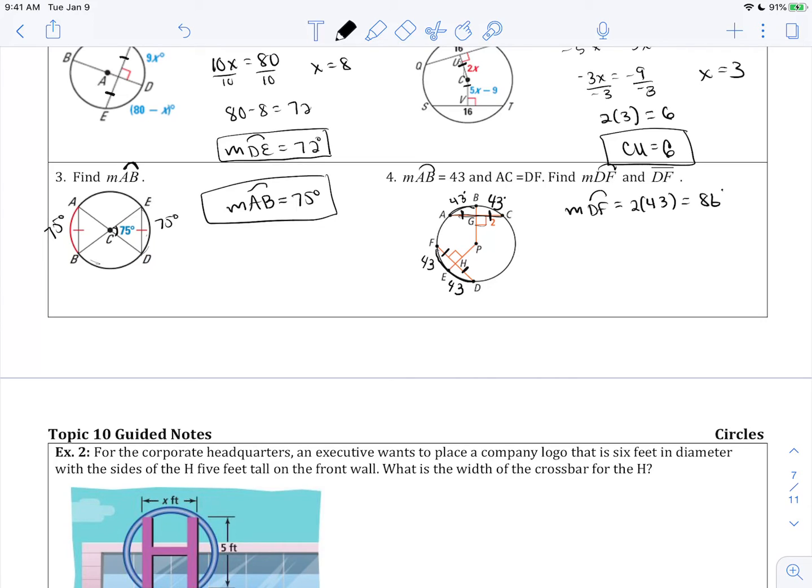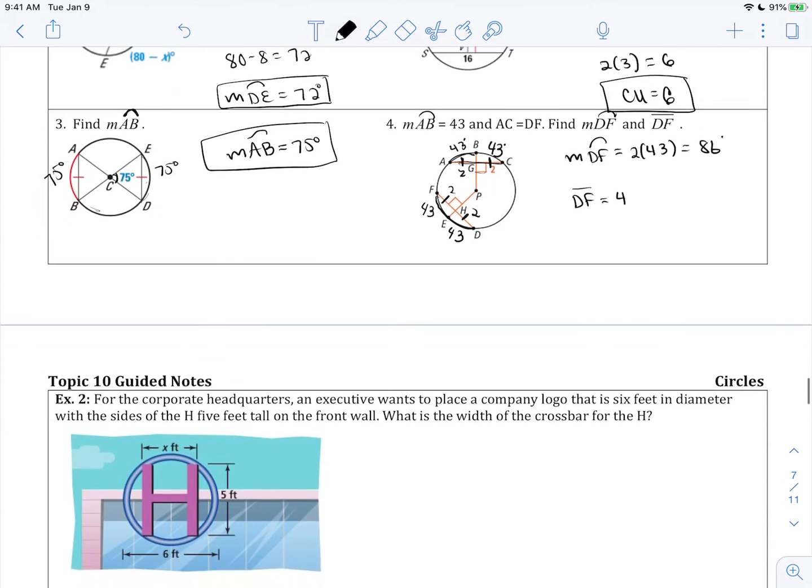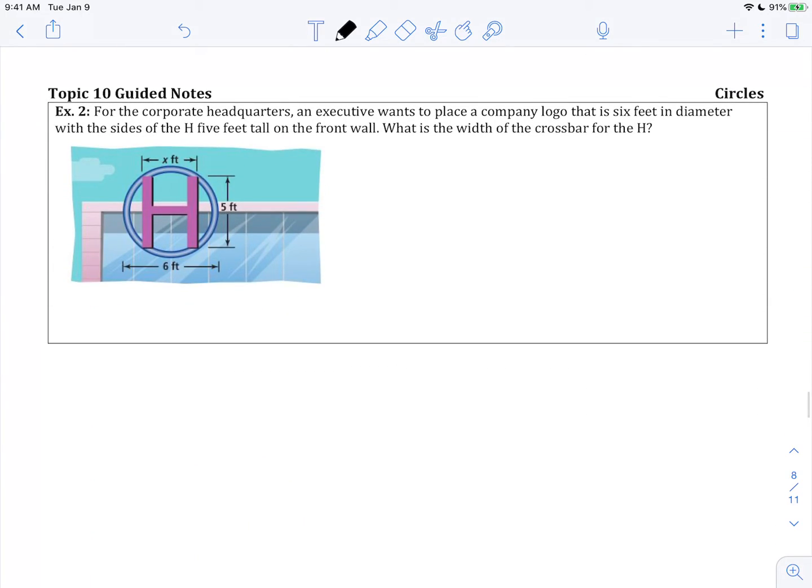And then the length of DF, well, again, we know these chords have been bisected, so all of these are going to be 2, so DF is going to be 4. Okay? All right, last one, an application problem. For the corporate headquarters, an executive wants to place a company logo that is 6 feet in diameter with the sides of the H 5 feet tall on the front wall. What is the width of the crossbar for H?